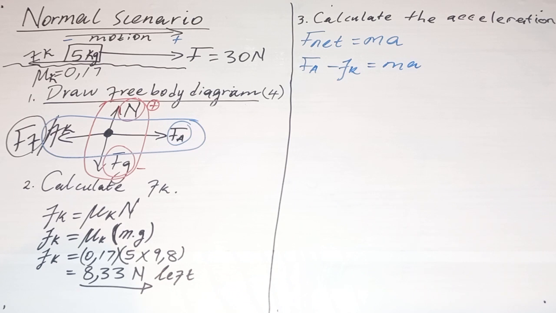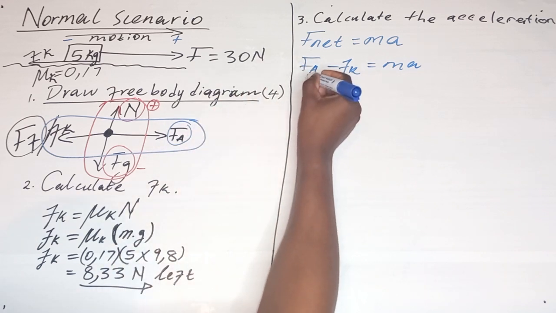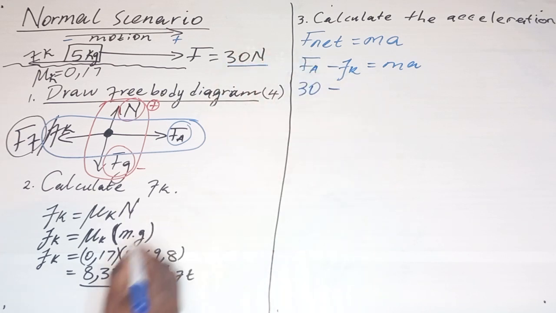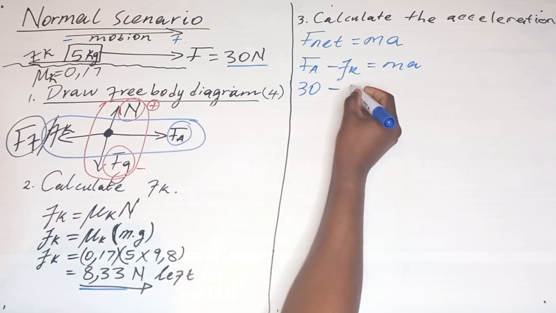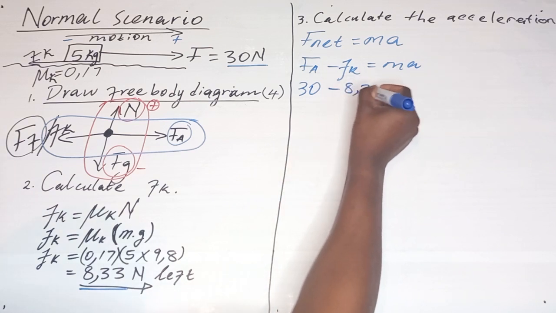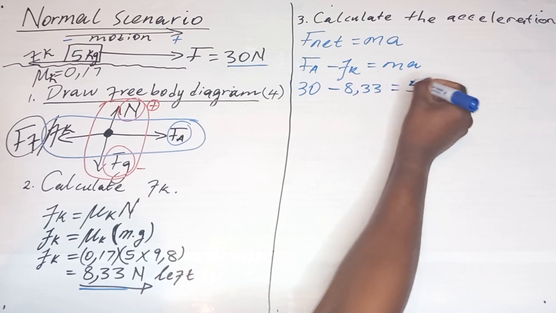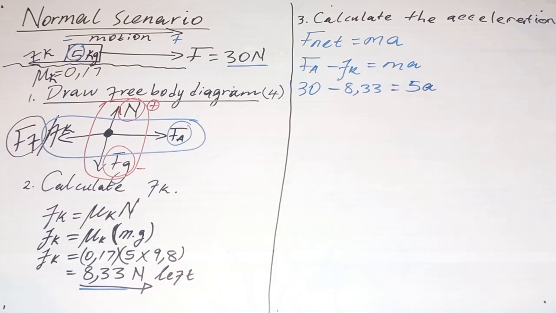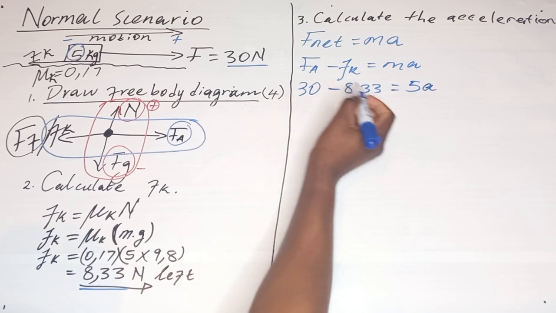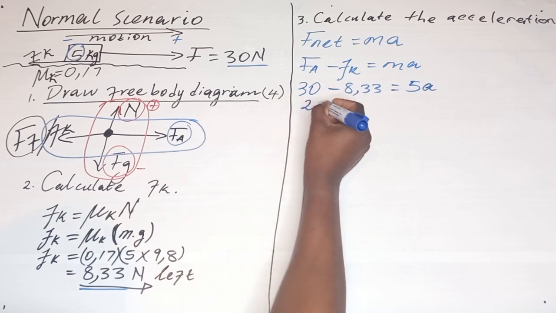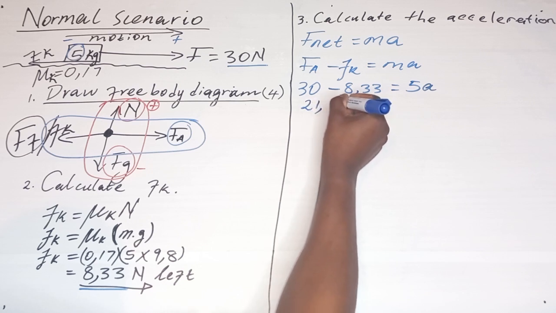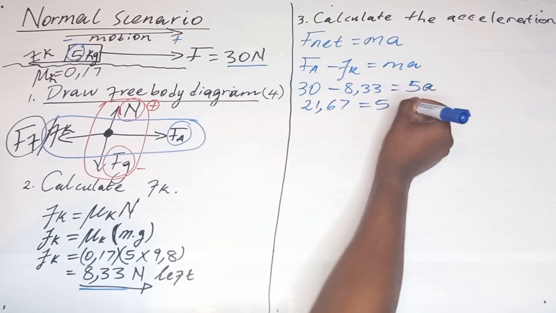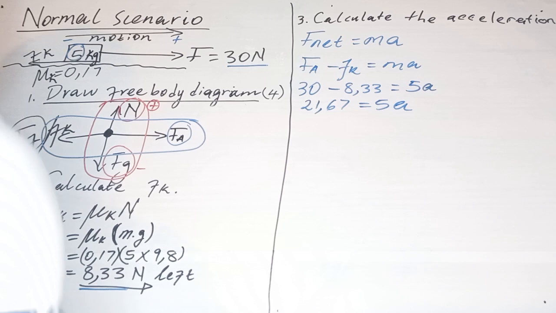And then the next part, we are supposed to substitute. Then 30 is our F applied minus 8,33, which is our friction. 8,33 is equal to 5, which is the mass of the object, times your acceleration. All right, and then solving for this 30 minus 8,33, I believe we shall find 21,67 is equal to 5a.